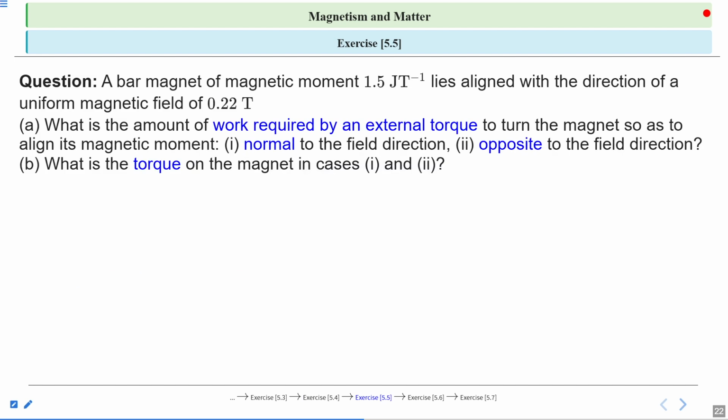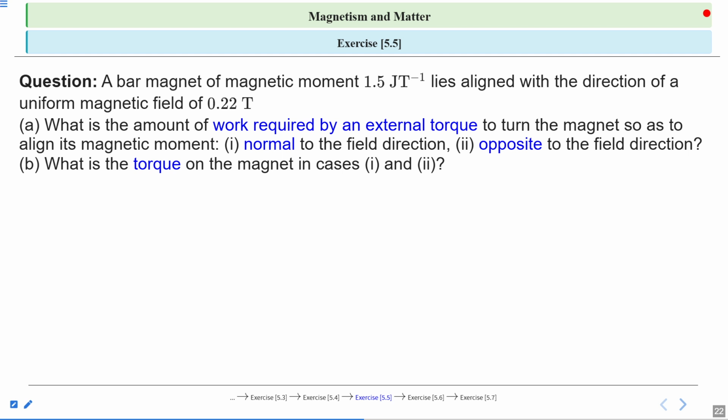Exercise 5.5. A bar magnet of magnetic moment 1.5 joule per Tesla lies aligned with the direction of uniform magnetic field of 0.22 Tesla. So A part of this question is, what is the amount of work required by an external torque to turn the magnet so as to align its magnetic moment normal to the field direction and opposite to the field direction.